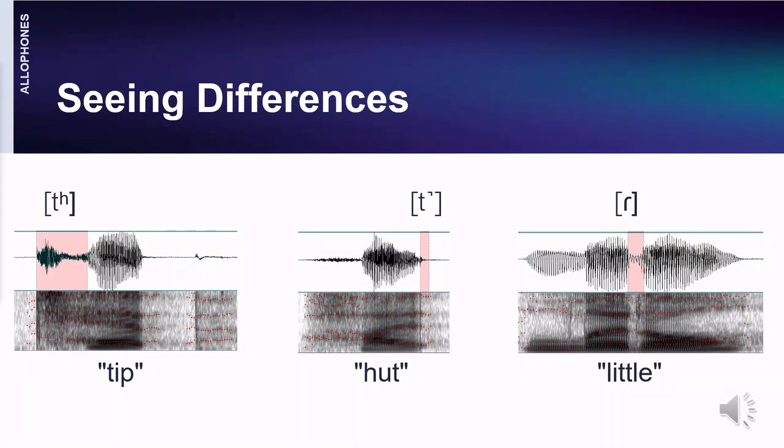In the middle example, we have the word hut. You will notice that the highlighted segment is much shorter than what we saw in tip. This segment is unreleased and does not have a burst of aperiodic hissing noise. Finally, we have the word little. The alveolar tap does not exhibit any aspiration noise because there is no buildup or release of air in this case.